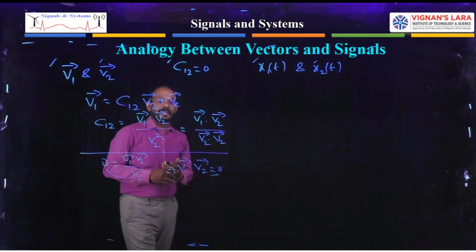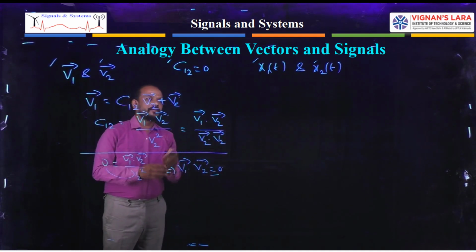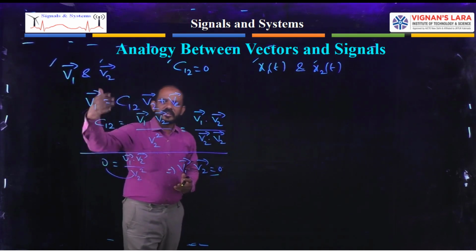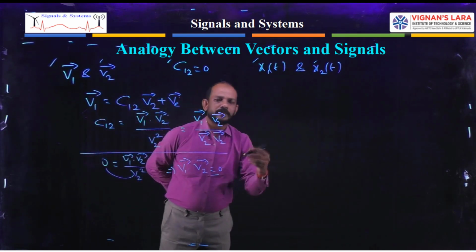So this is nothing but the analogy. There is a strong comparison between signals and vectors. So there I explained everything. Now seeing the equation, I can write the equation for signals also.